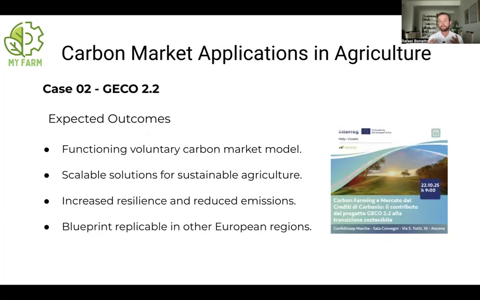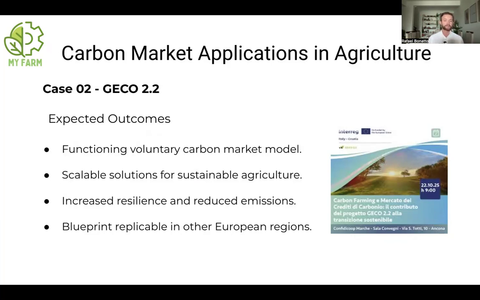What they have as expected outcomes. First, the functioning of a voluntary carbon market model. And why do they say model? Because it's two different nations and many different areas. That's why they want a model that fits a wide range of projects, or projects that go beyond borders. Second, they want scalable solutions for sustainable agriculture, and that's why they have chosen to do trials in different farms in different regions in two different countries.